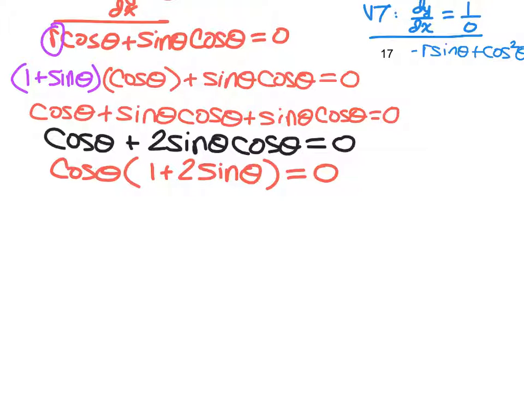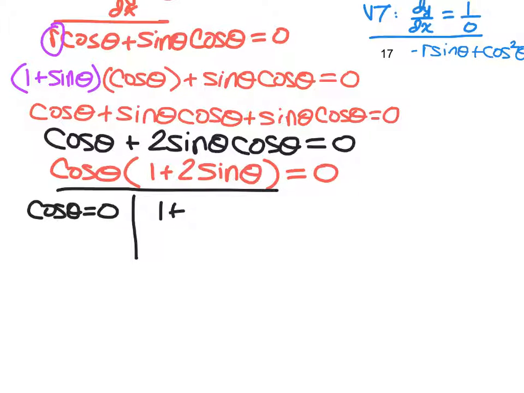Now, it's in factored form. Once it is in factored form, just like a quadratic, you set each of your factors equal to 0 and solve. So I'm looking at cosine theta equals 0, and then 1 plus 2 sine theta equals 0. Now, I can solve my second equation for sine. Subtract the 1, divide by 2, and I get sine theta is equal to negative 1/2.